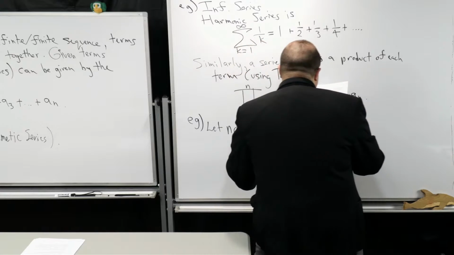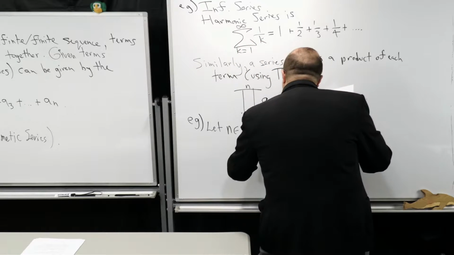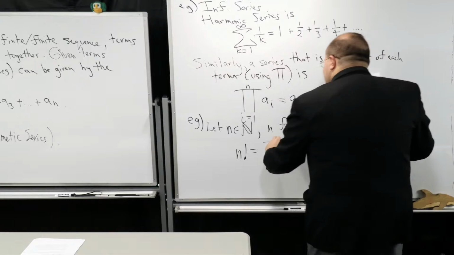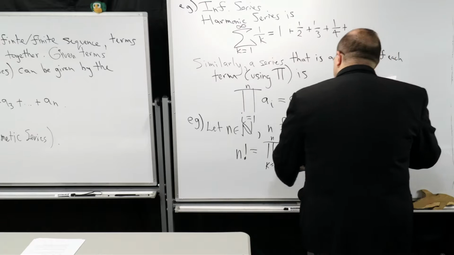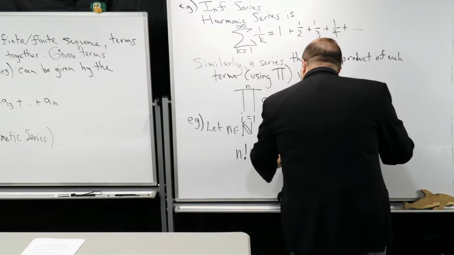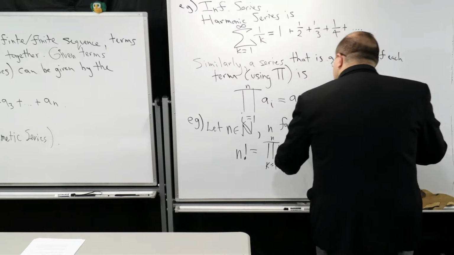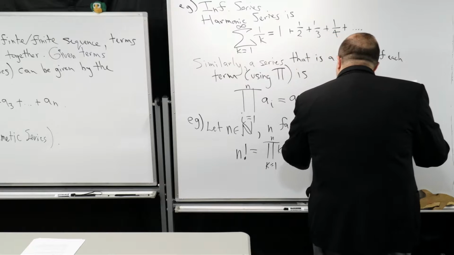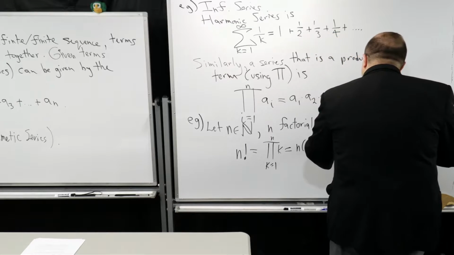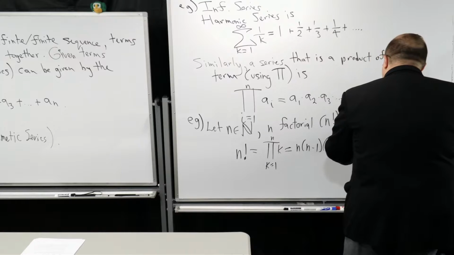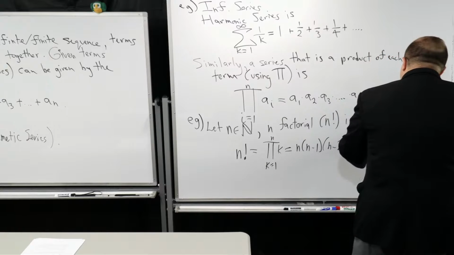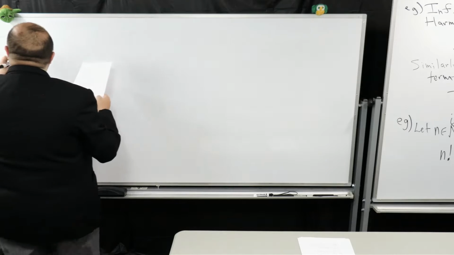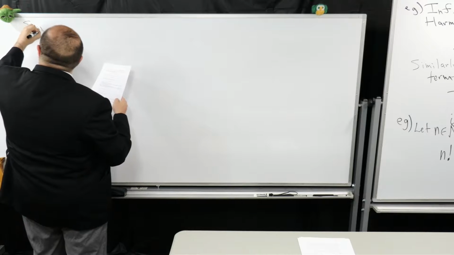So you may have seen n factorial before, but let me write it out using this notation. So lower limit is 1, upper limit is n, where the term here is going to be k. And I'm going to have n times n minus 1 times n minus 2, multiplying all the way down to 2 times 1. That's n factorial. So I'm going to give you some properties.